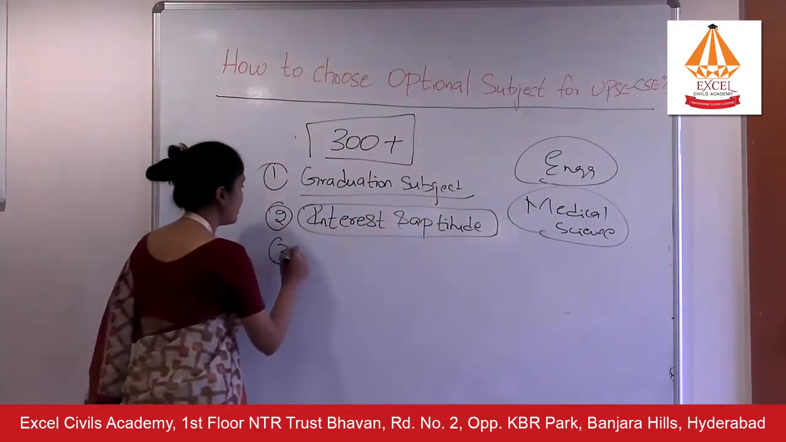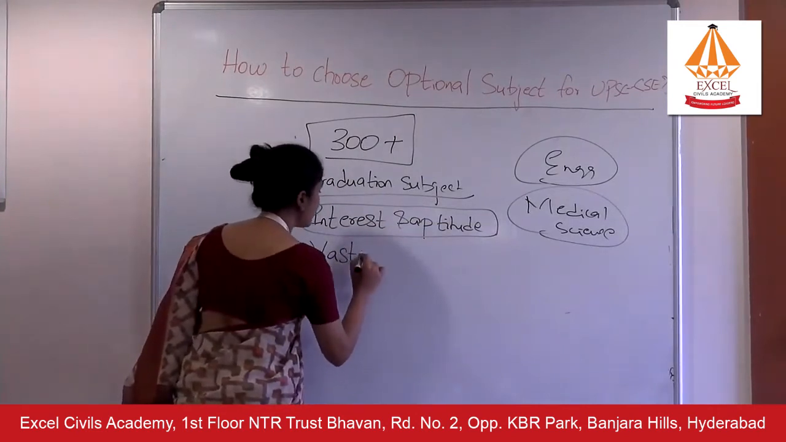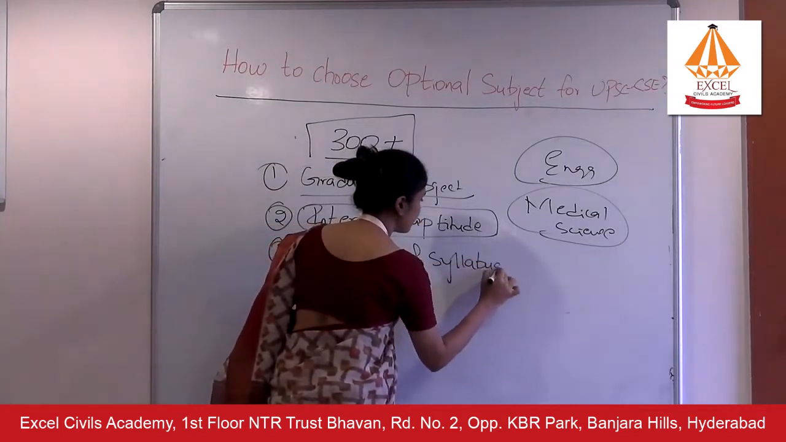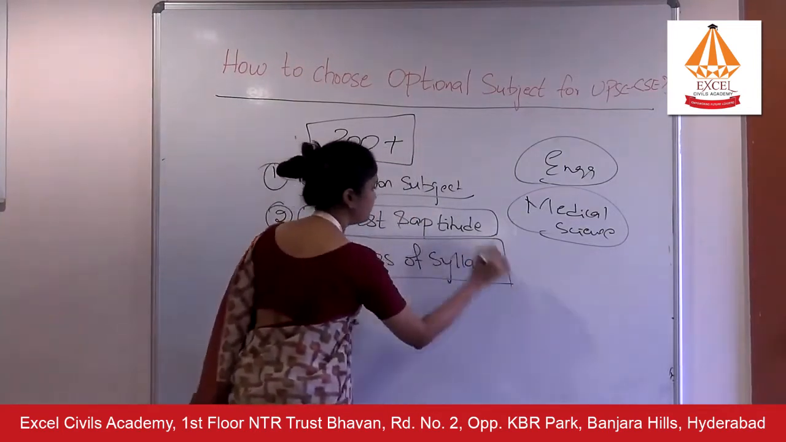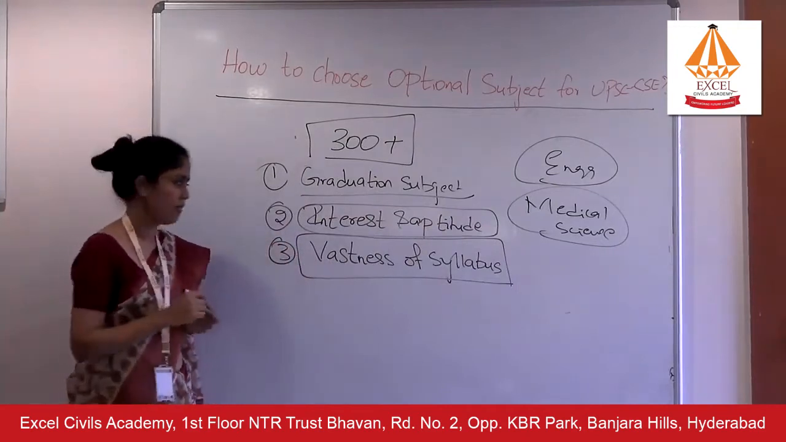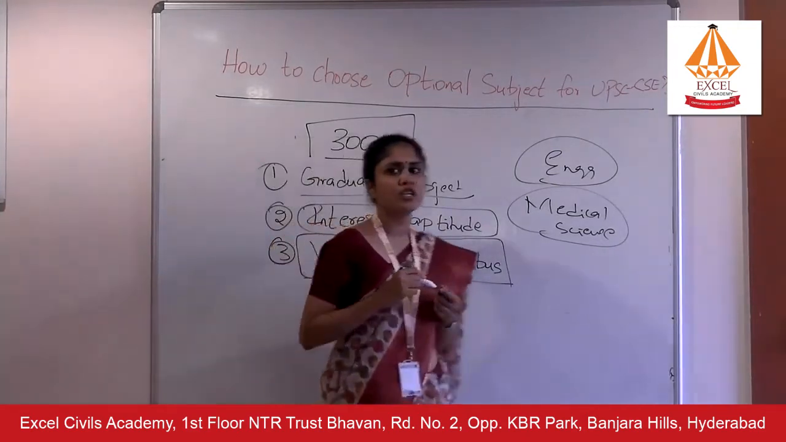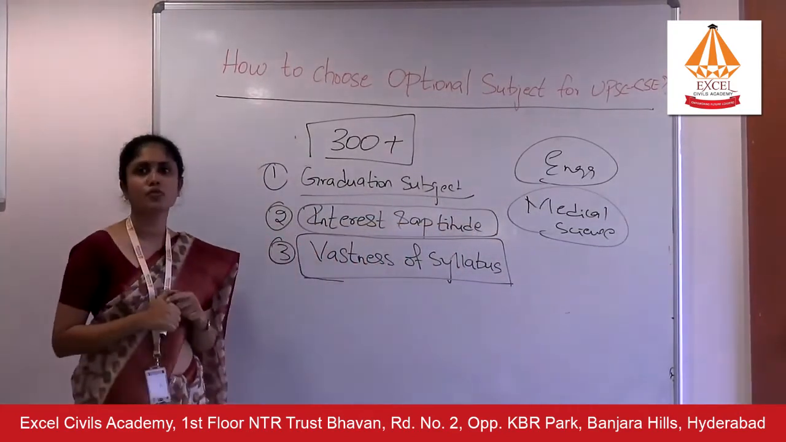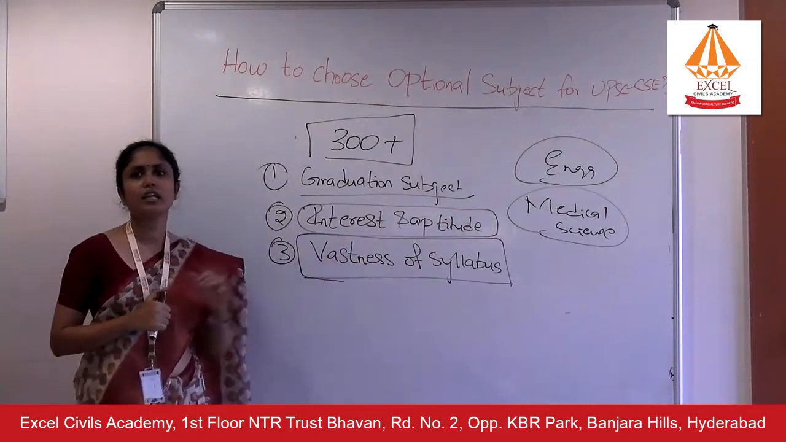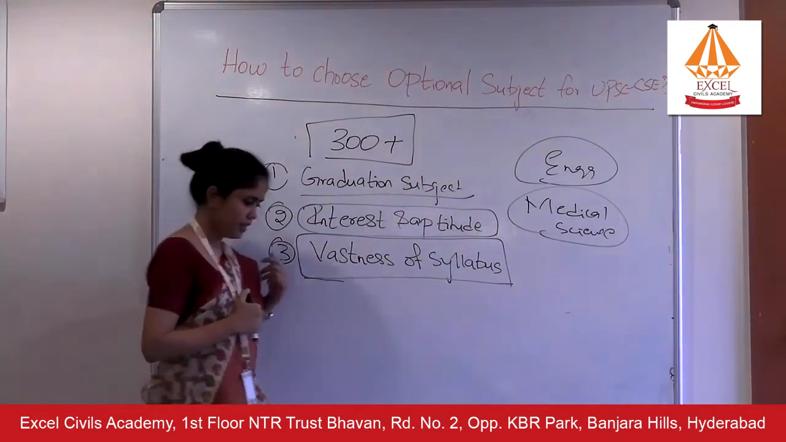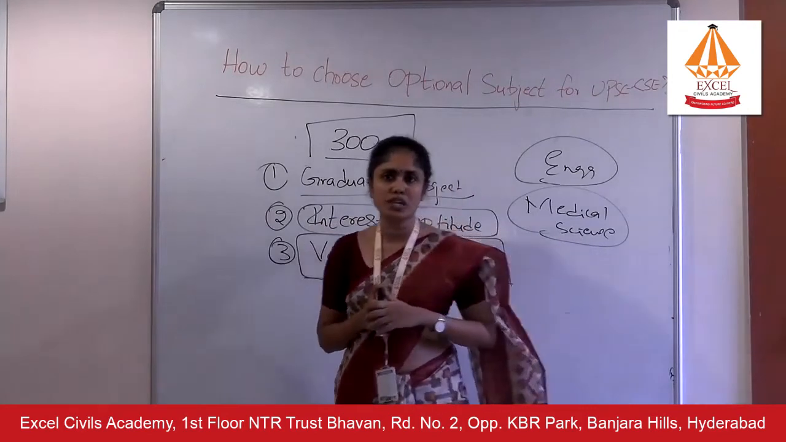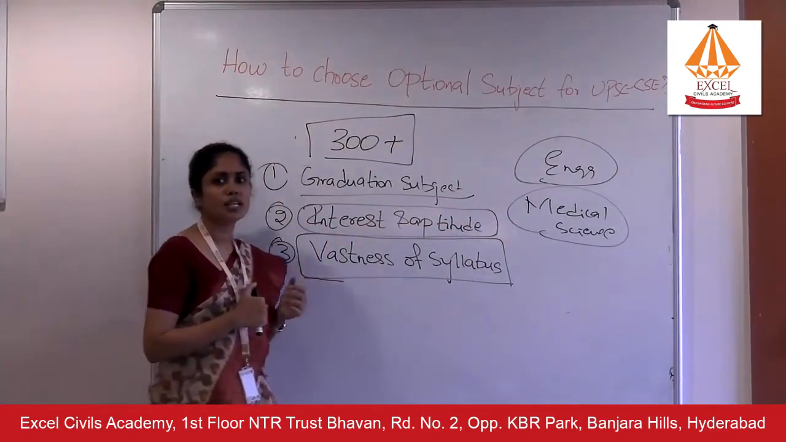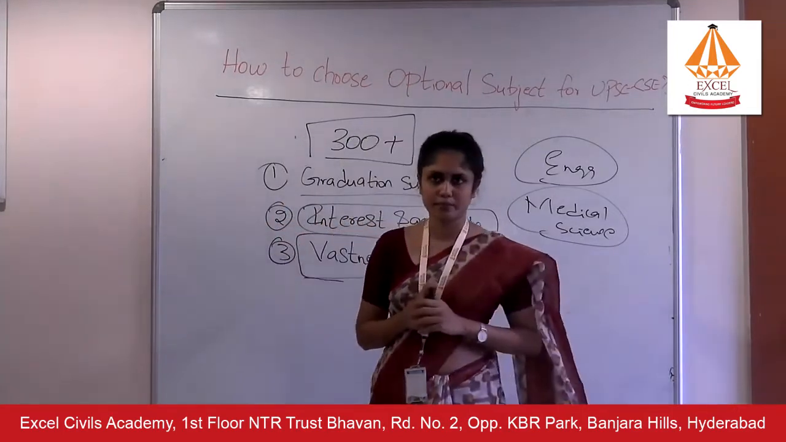Now, the third factor that you must consider is the vastness of syllabus. There are some optionals whose syllabus is very vast, and there are some optionals where the syllabus is very limited. Okay, for example, if you take law as your optional, the syllabus is very vast, right? But if you take anthropology as your optional, the syllabus is quite limited, right?